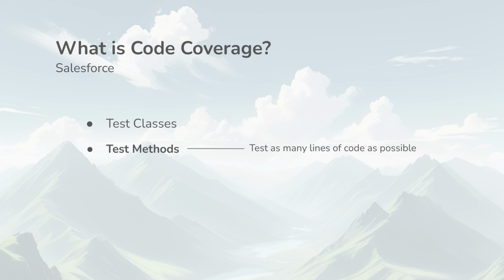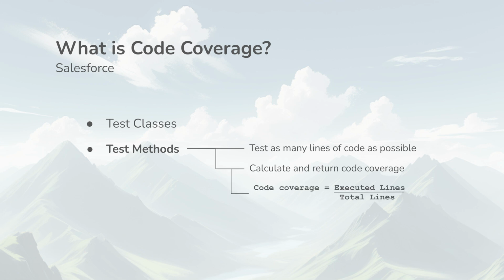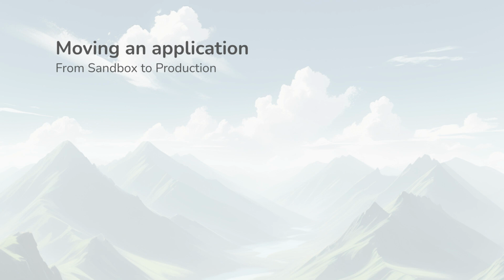After we execute a test method, Salesforce returns to us a percentage value which represents how many lines of code of an Apex component was executed by that test method against the total number of lines of that Apex component. This percentage value is the code coverage. If the code coverage is more than or equal to 75%, Salesforce will allow us to move an application to production. Otherwise, it will not be allowed. Note that the process of moving an application from one Salesforce instance to another instance is called deployment.